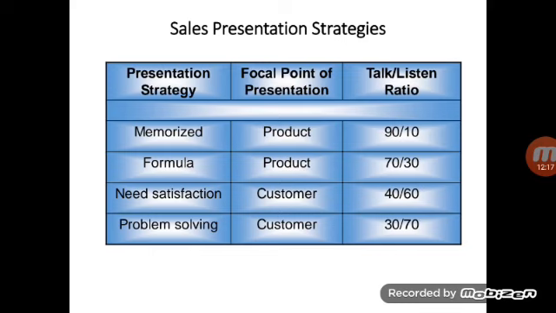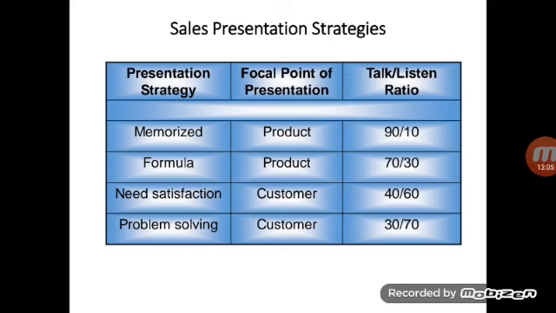So when you go for memorized presentation strategy, your focal point, focal means the important, the center point, would be on product. The ratio here, you can see here talk listen ratio. So the talk is here 90%. The first column here is talk by the salesperson, and both talk and listen ratio is by the salesperson. So when it comes to memorize strategy, the salesperson will talk 90%, whereas they will only listen 10% from their customers. So it means more talking will happen here and less listening from your customers will happen here.